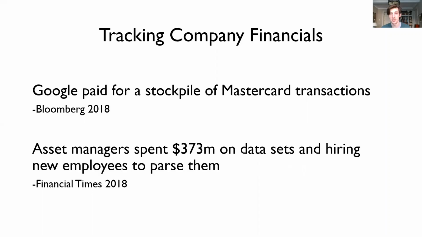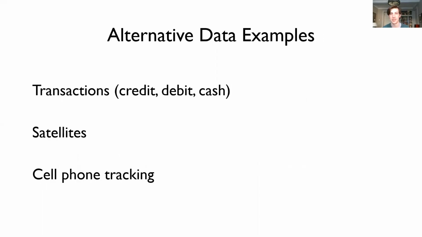Tracking revenue of companies is useful for asset pricing. So hedge funds spend hundreds of millions of dollars a year on data sets in the hope of being able to track public companies better. I mentioned transactions, but the general category of proxy signals for company financials is called alternative data. These types of data are alternative to direct disclosures from companies. Direct disclosures would be things like SEC filings or press releases. Instead, alternative data is side channel information about companies.